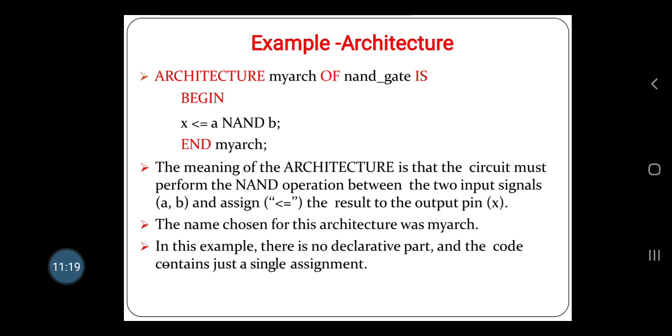Here one example of architecture is shown. So architecture my arc of NAND gate is begin X assigned A NAND B semicolon end my arc. The meaning of the architecture is that the circuit must perform the NAND operation between the two input signals A, B and assign the result to the output pin X. The name chosen for this architecture was my arc. And in this example, there is no declarative part and the code just contains a single assignment.